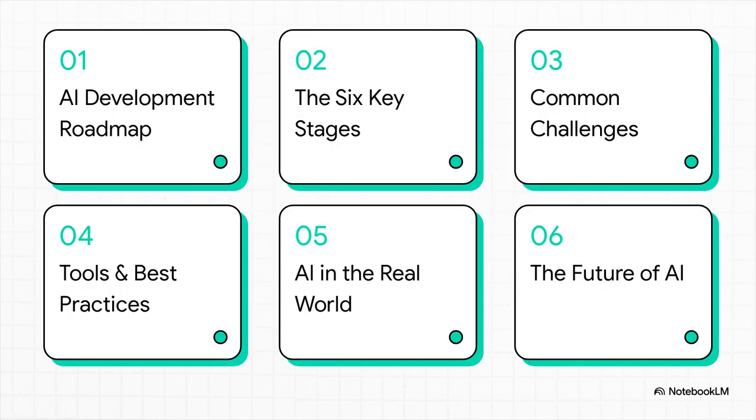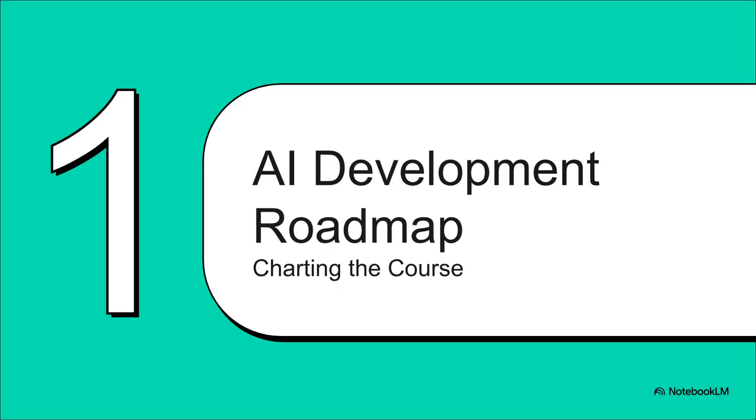All right, so here's our map for today. We're going to look at the overall AI development roadmap, then dive deep into the 6 key stages. We'll also cover the common challenges you might face, the tools and best practices that help see AI out in the real world, and finally, take a peek at what the future holds. Okay, so let's chart the course.